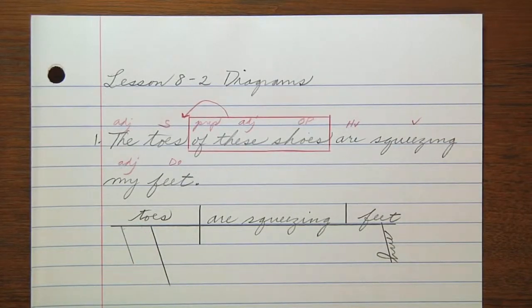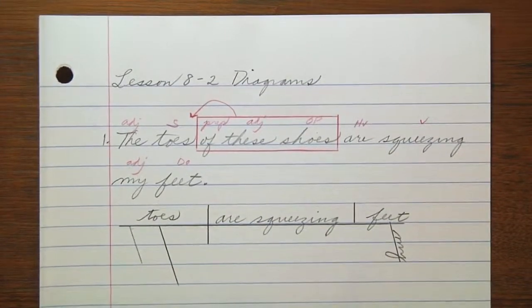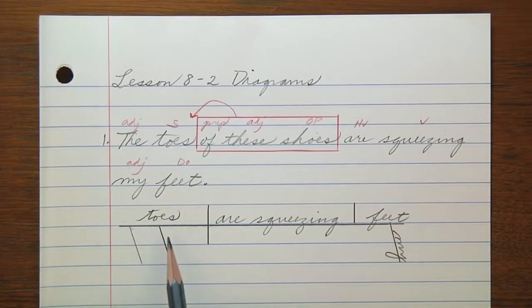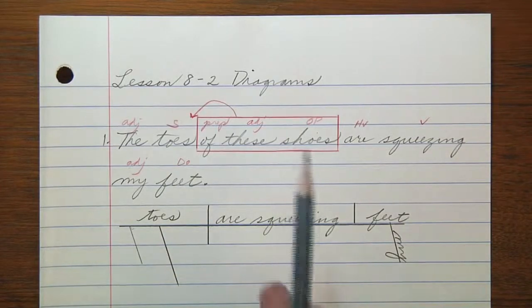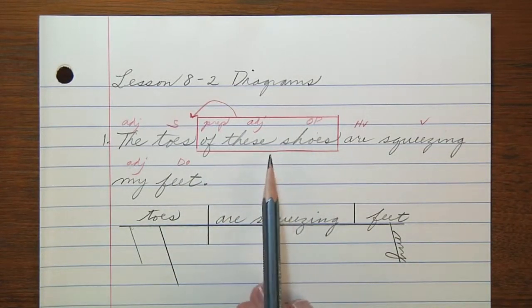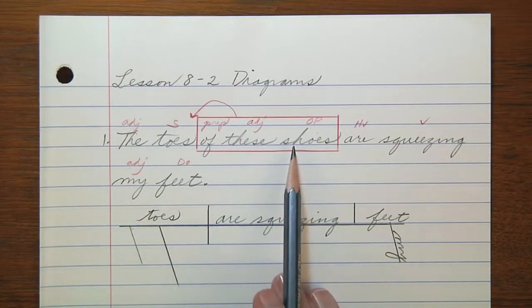Now, agree with me, even if you don't. Makes sense though. So I could write of these shoes, all three words, right underneath toes, and that would indicate that of these shoes is an adjective describing the noun toes. That makes sense. However, that's not how we diagram it. Almost, but not exactly. Because we are so smart now that we can look inside the box and see the differences among these three words.